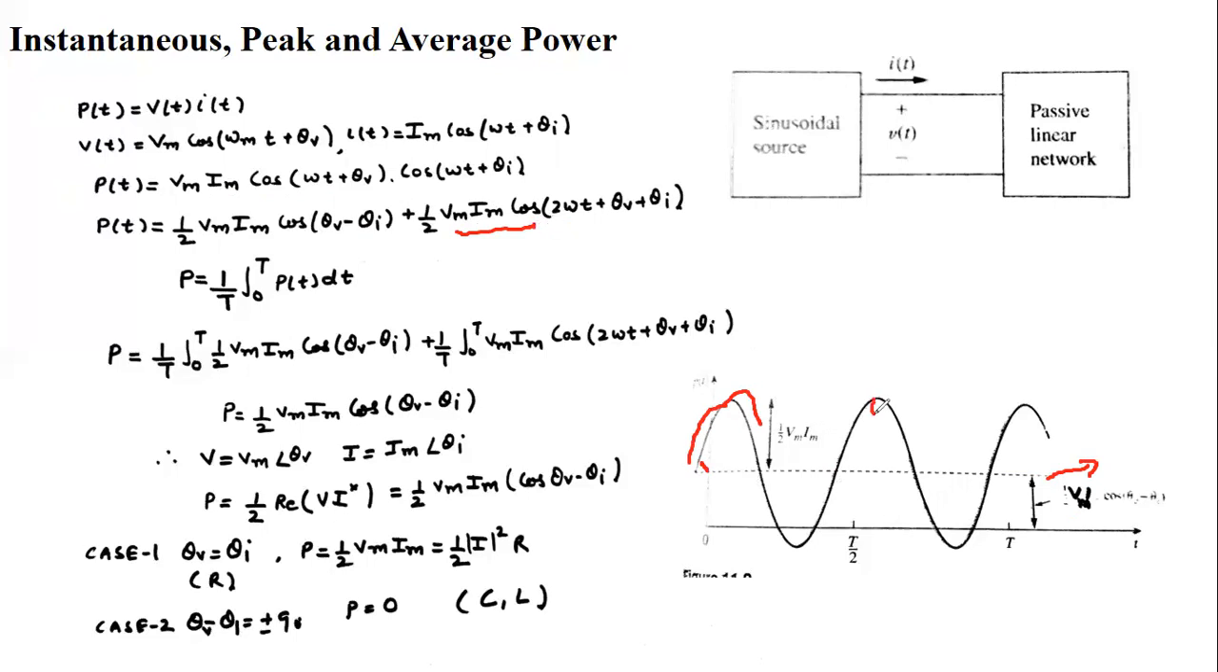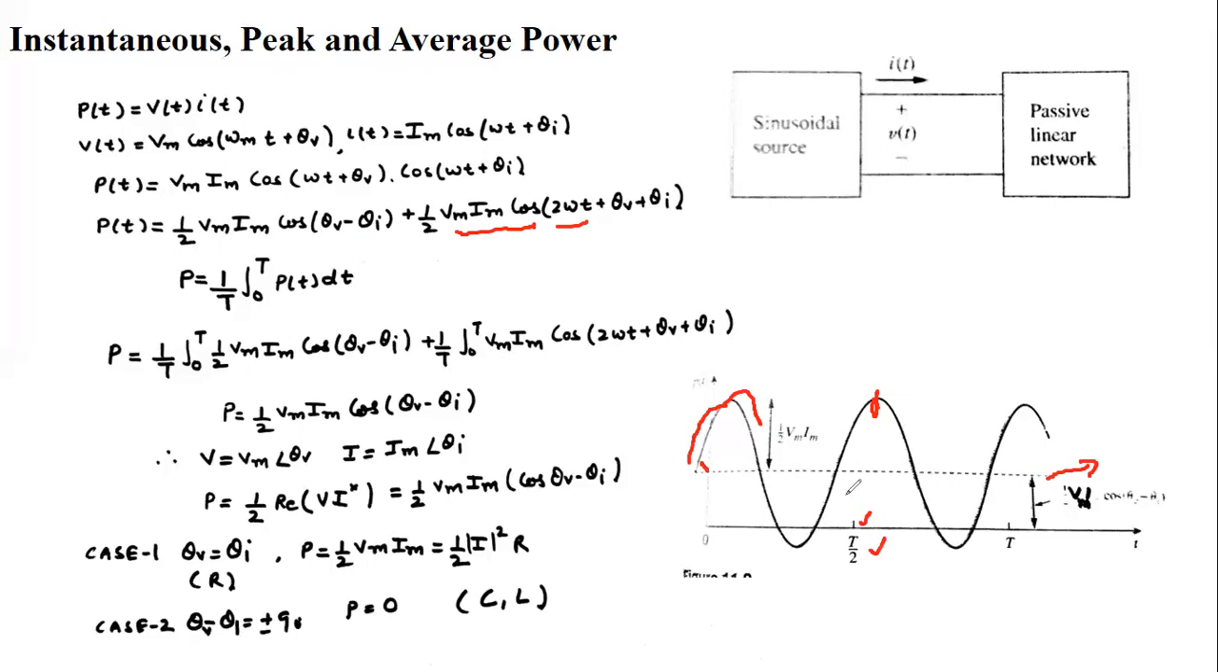So the peak is formed at t by 2 because the frequency of the circuit is double. So time is at t by 2. Okay. So the time period of the waveform is t by 2. So that is the total value of our instantaneous power.